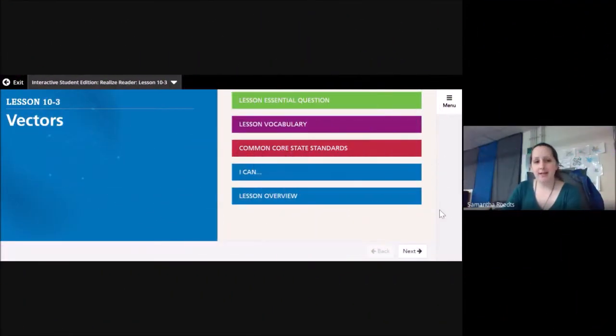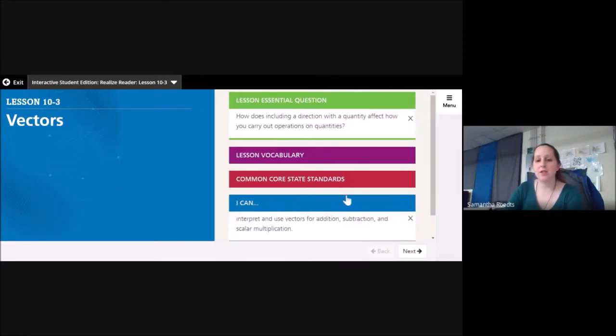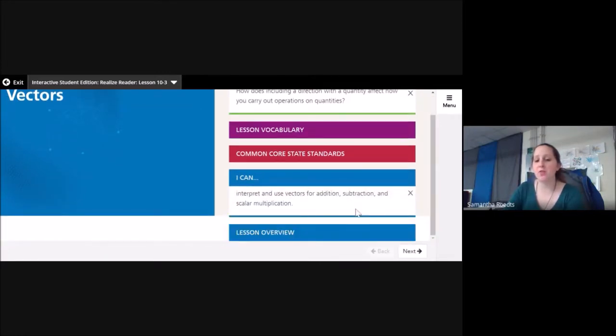This is Unit 10, Lesson 3, Vectors. Our lesson essential question is, how does including a direction with a quantity affect how you carry out operations on quantities? At the end of this lesson, you'll be able to interpret and use vectors for addition, subtraction, and scalar multiplication.